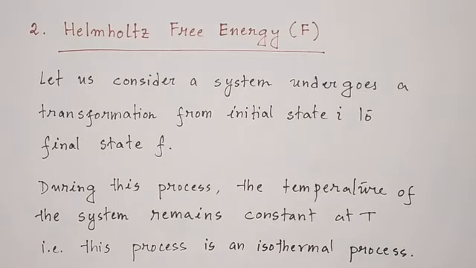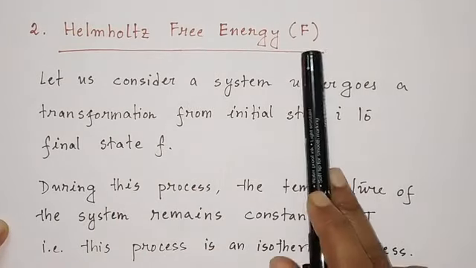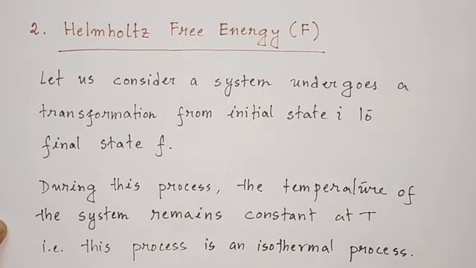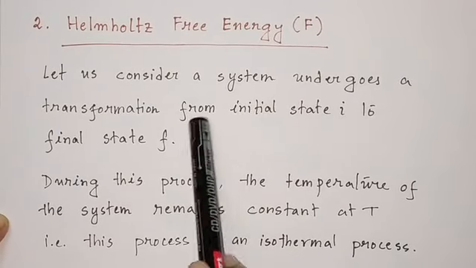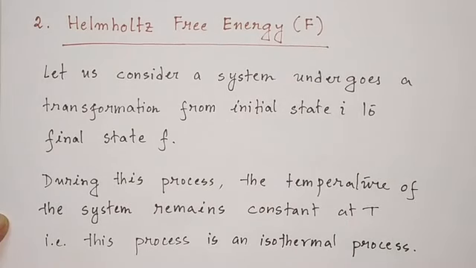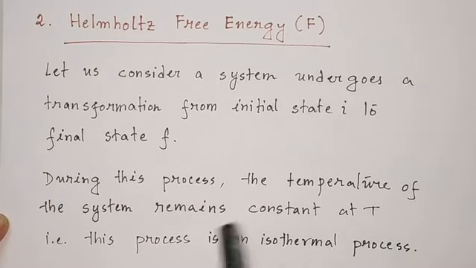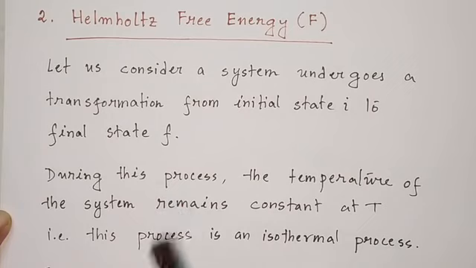Now we'll find the expression for the thermodynamic potential Helmholtz free energy, which is denoted by F. To find that, let us consider a system which undergoes a transformation from initial state I to final state F. During that process, the temperature of the system remains constant at T. That is, the process is an isothermal process.